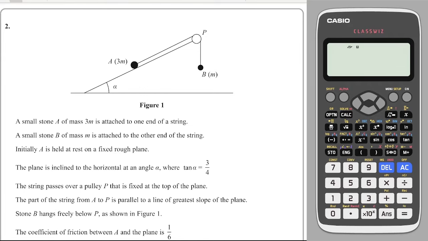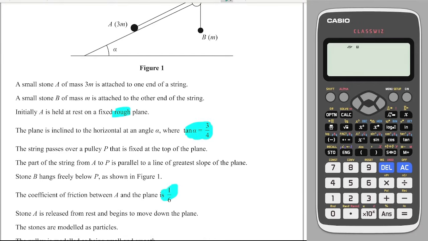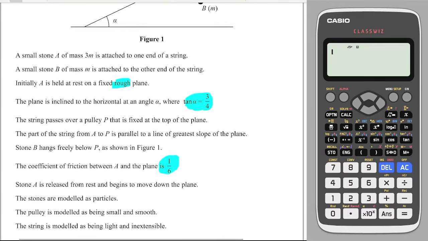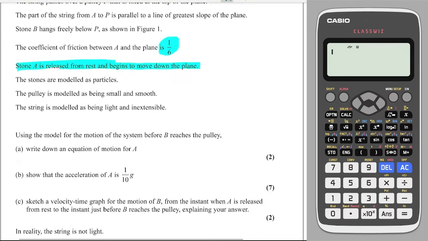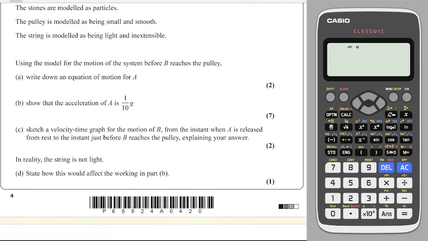Pulleys. Oh, I love these questions. I love them so much that you just want to skim read all this stuff here. Rough plane, yeah, that means there's friction. The angle's quite important, I'll give you that. Coefficient of friction is a sixth, yeah, that's important. Stone A is released from rest and moves down the plane. That's pretty important as well. Write an equation for A. Yeah, let's just get to it, shall we?